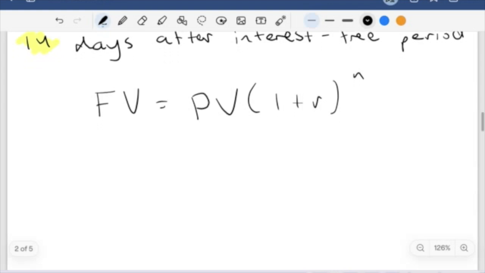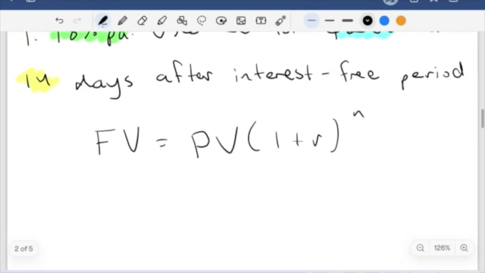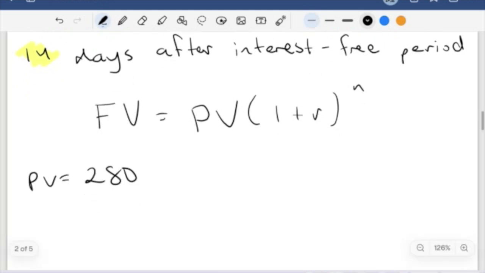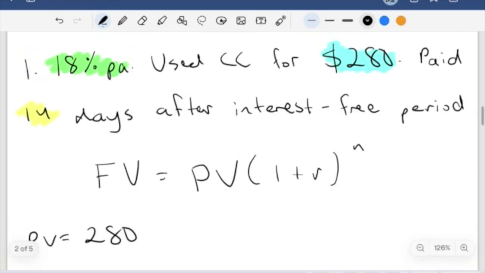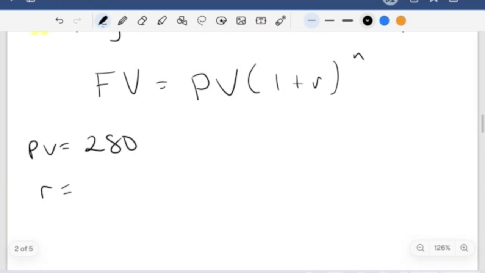Okay, so we're recapping some of the ideas we talked about, but for credit cards, it's going to be slightly different. Now, we have our present value, which is 280. Our rate per year is 18%, but remember, interest is charged daily. So there are 365 days in a year. We have to take our interest rate of 18%. To find the interest for one day, we have to divide this by 365.